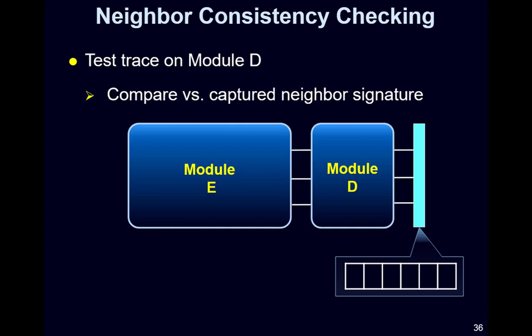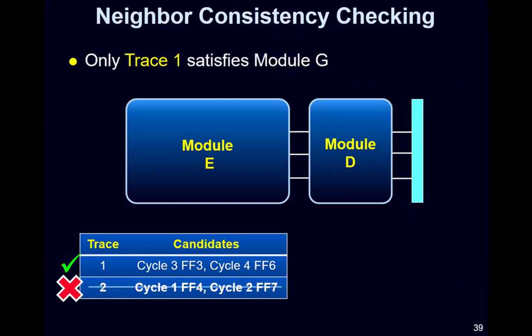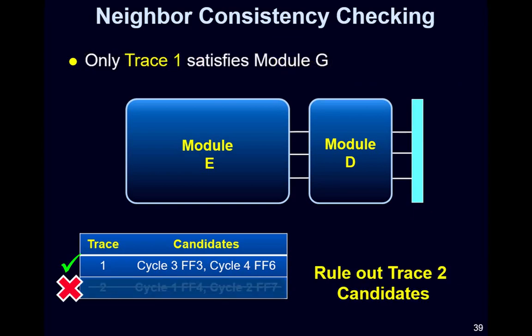So we can test these traces to see whether or not they generate the expected signature at the output of Module D. And so if we run trace 1, we end up finding that it does generate the same signature. However, trace 2 does not. And as a result, we can actually rule out this trace and its candidates, and we can prune our list of candidates down to just 2. And in a larger context, down to hopefully one trace, and in that case, the minimum number of candidates you could find. So now that you know how this works, let's talk about some bigger results.